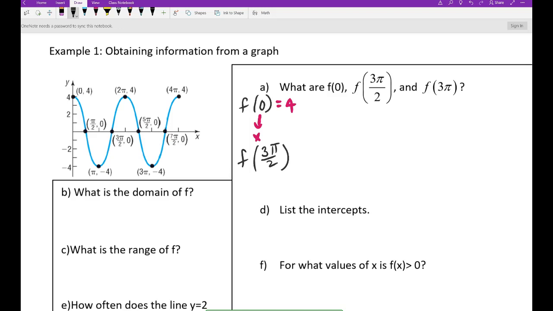So look at the graph. There's no function for you to punch in the calculator. There's nothing you can do. All you do is look at 3 pi over 2. Where's 3 pi over 2? It's right here, isn't it? And I even gave you a point. So when x is 3 pi over 2, y is 0. That's right.